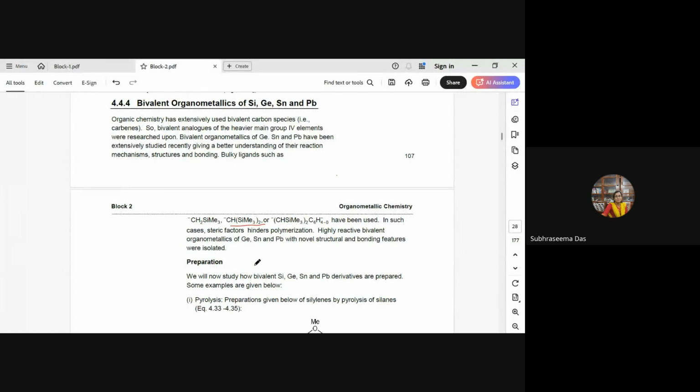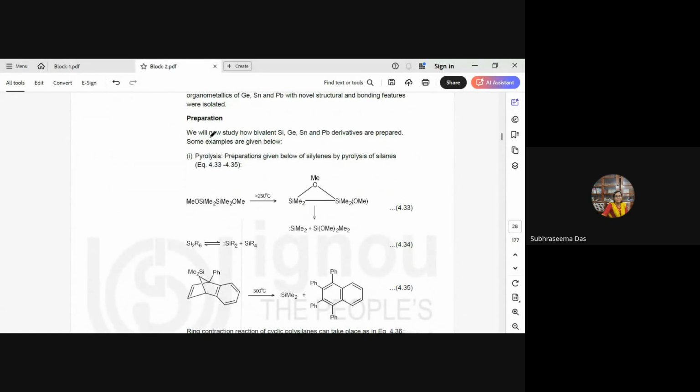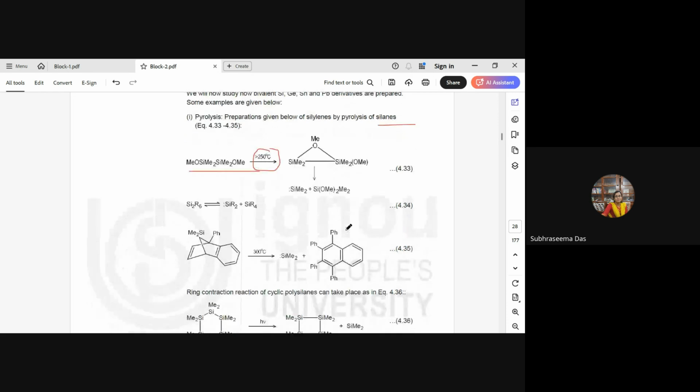First, the preparation is by pyrolysis. For pyrolysis, we know that it is controlled heating, either in the absence or in the presence of air. But it should be controlled heating. So, silylenes can be made by pyrolysis of silane. If we take a silane and heat it to a temperature above 250 degrees centigrade, then we get silylenes. Here it has been shown.